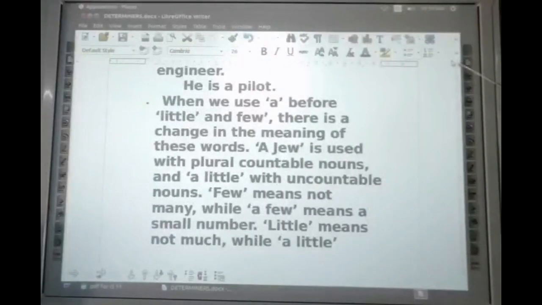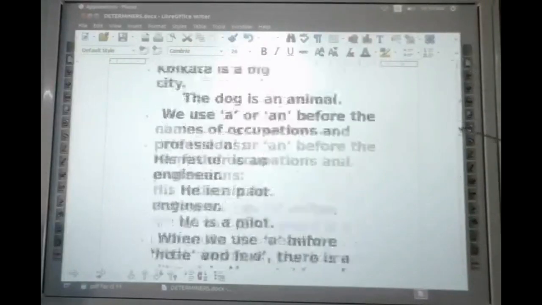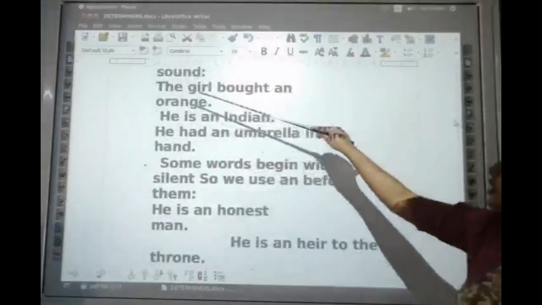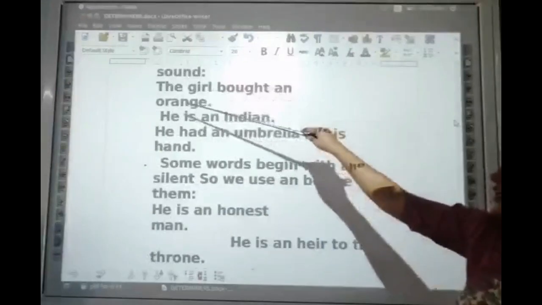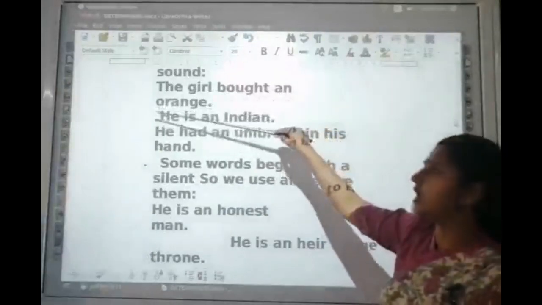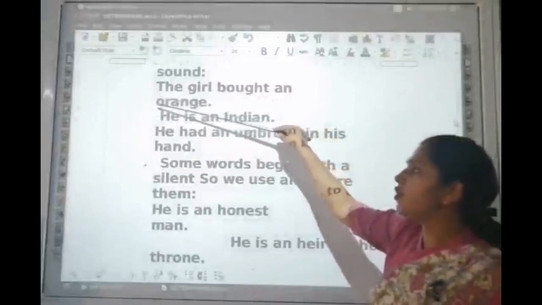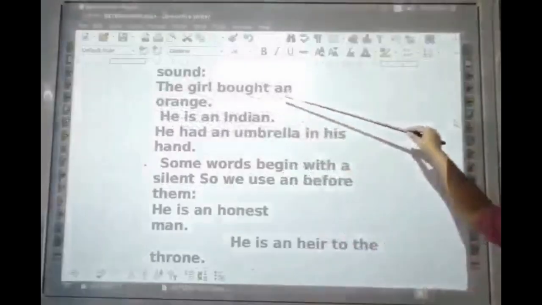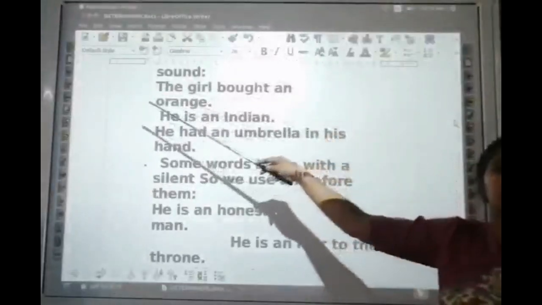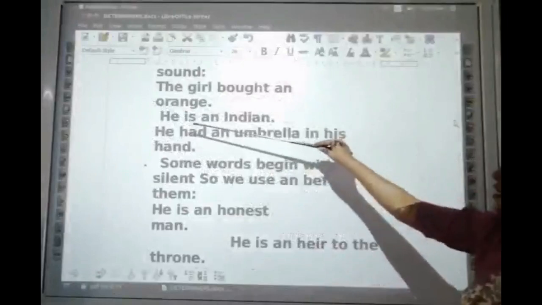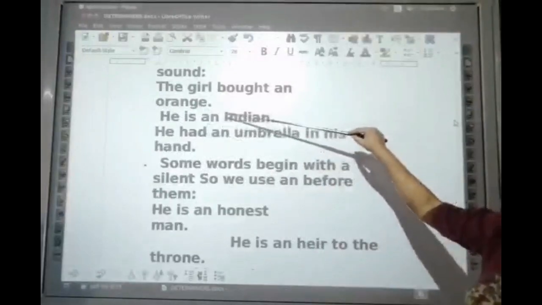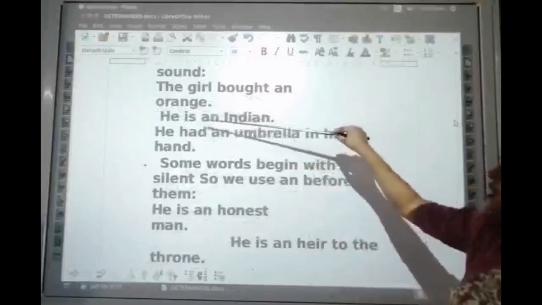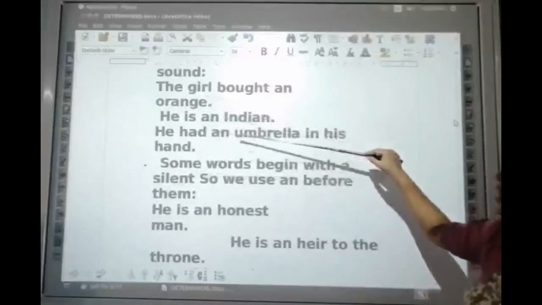The next is, you will see, the girl bought an orange. The word is orange and starts with the alphabet O and also shows the sound of O. That's why we have to use AN, and O is the vowel. The next, he is an Indian. Indian, it is showing I, and the same vowel sound is there. That's why we have used AN.